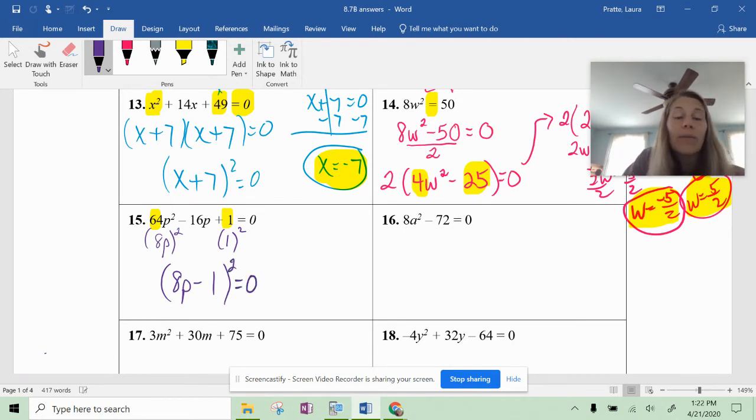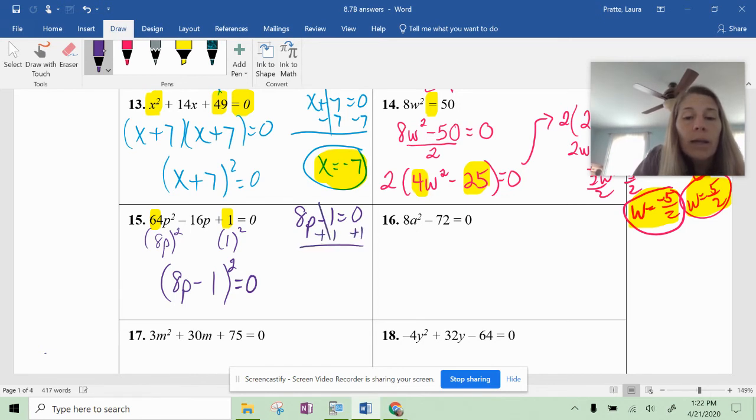Now that would mean that I have two factors that are the same. They're both 8p minus 1, so I only need to solve one of them. So I set it equal to 0, and I solve for that variable. So 8p equals 1, divide by 8, p equals 1 over 8. And that would be my answer for number 15.